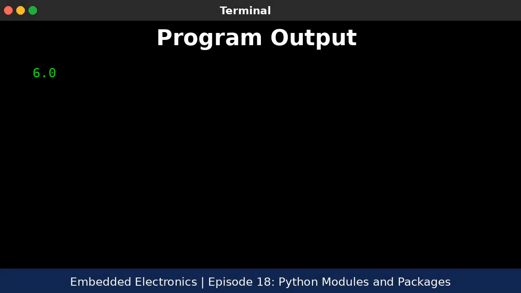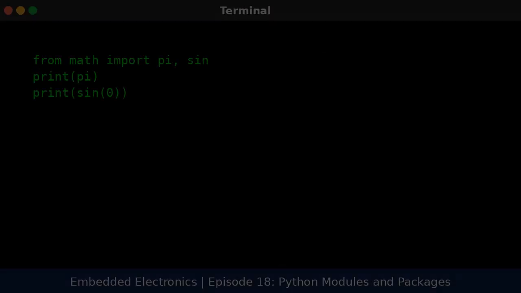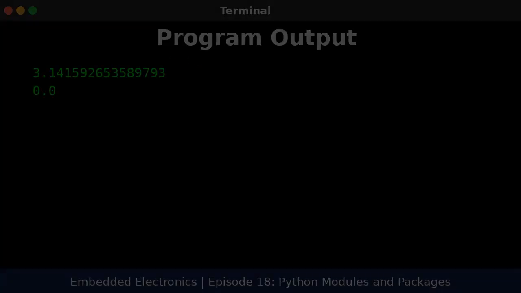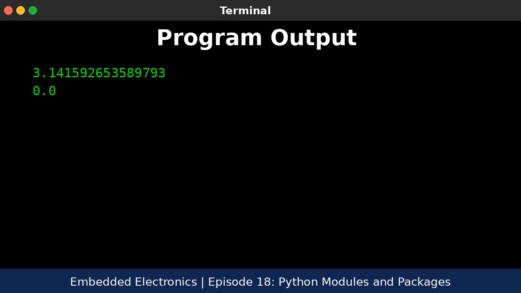The output of example 1, importing a built-in module, is as follows. 6.0. Here we import only the pi constant and sin function directly from the math module. The output of example 2, importing specific functions, is as follows. 3.141592653589793. 0.0.